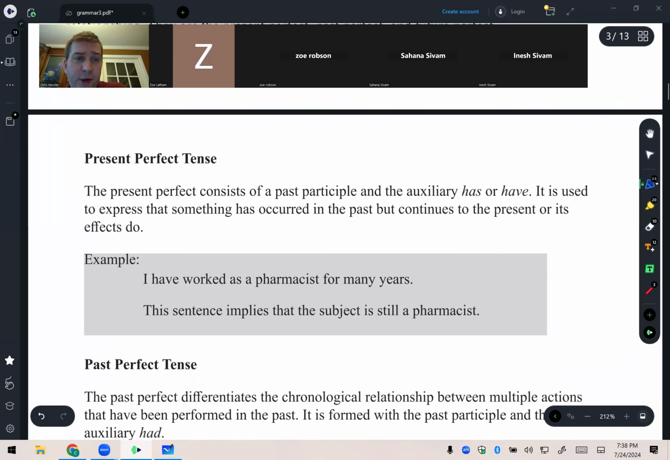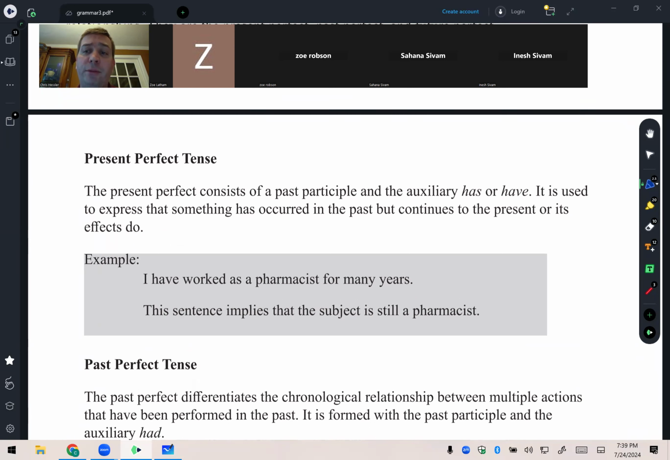To form the present perfect, we use a past participle and the helping verb has or have. It is used to express that something has occurred before now and continues to this day. So here's an example of the present perfect: I have worked as a pharmacist for many years. We took the past participle, worked, and we use the helping verb have. This sentence indicates that this person is still a pharmacist. That's the whole point of the present perfect. It just shows us that something has happened before now and it continues to this day.